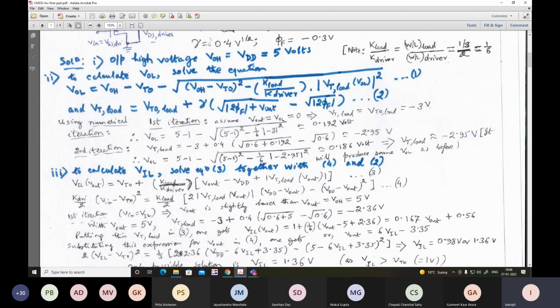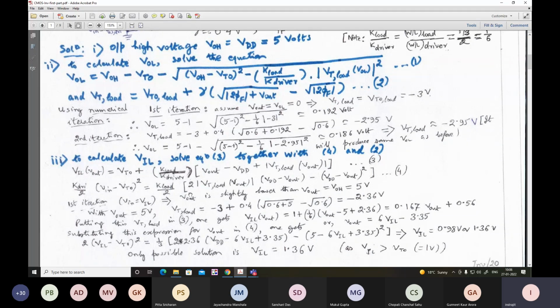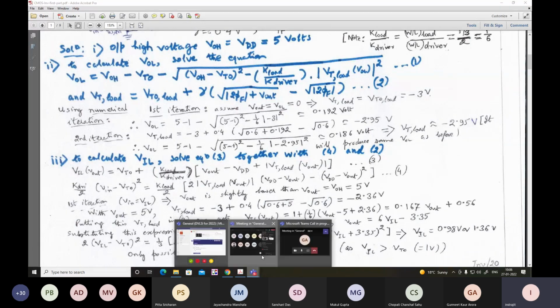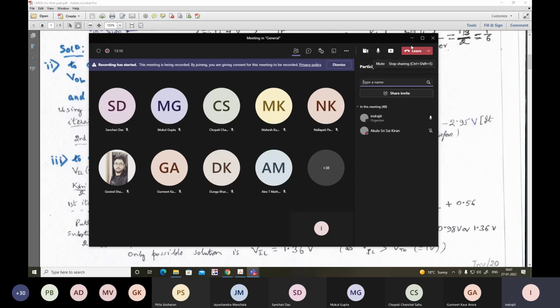This is the current through the depletion load device, and this is the current through the driver enhancement mode transistor, which is in the linear region. So for VIL, we need to solve equations 3 and 4, but keeping in mind that the threshold voltage of the load device does depend on Vout. Based on that, we can carry on the solution. So how to do that?